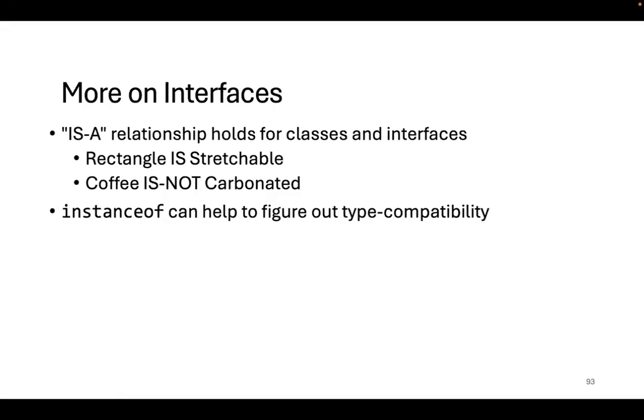So when we talked about the shapes where a circle is a shape, square is a rectangle, this is-a relationship also holds for interfaces. So like a rectangle is stretchable, a circle is stretchable. If you have like a beverage type hierarchy, you can maybe say that like LaCroix is carbonated, but maybe coffee is not carbonated. And if you need to, you can use instanceof to see if something is using that interface.